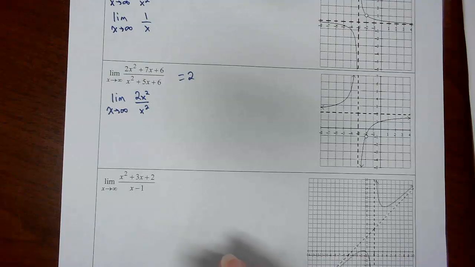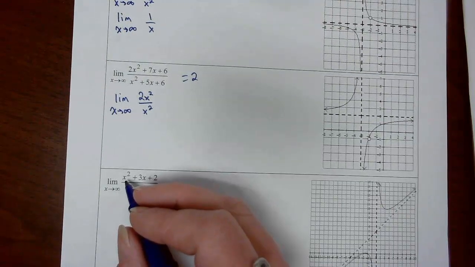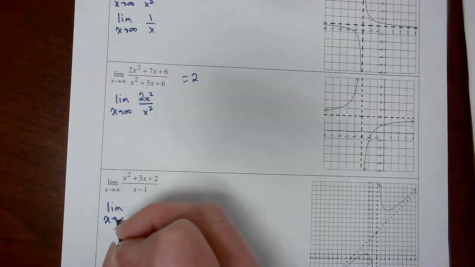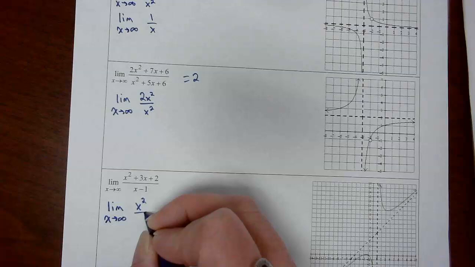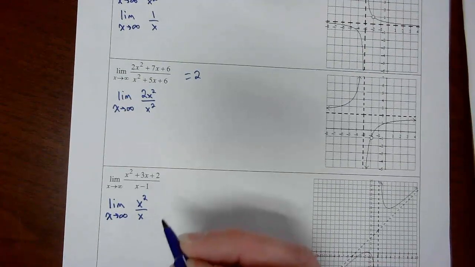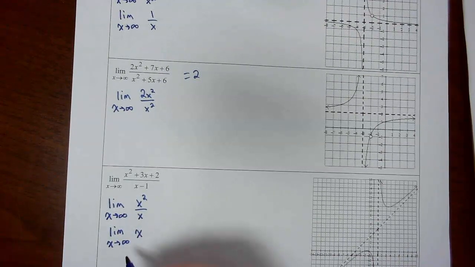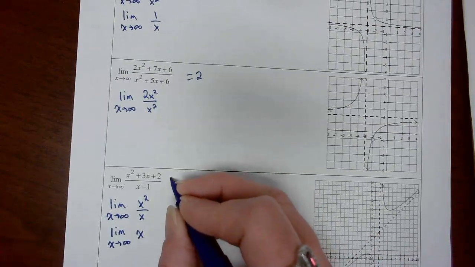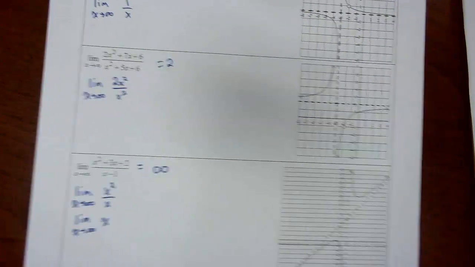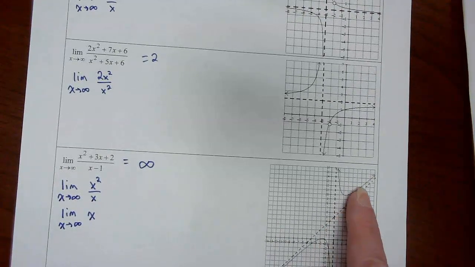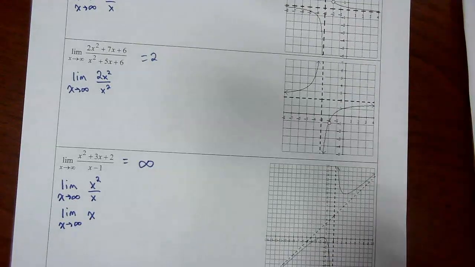All right, now let's look at this next one. Okay, this one, the numerator is bigger. So let's just narrow it down. If I narrow it down to the terms that have the largest exponents, I get x squared over x. So this would be the same as the limit as x approaches infinity of x. Well, if I plug in infinity, I'm just going to get infinity. Let's see if that works. As x approaches positive infinity, that means the right side of the graph, my graph is going up, up, up, up. It's going to positive infinity.